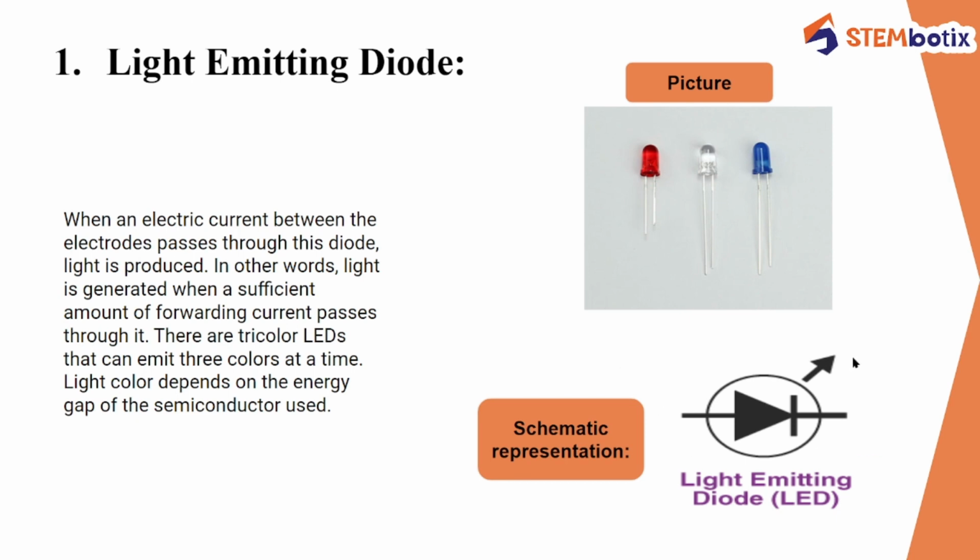Now here, as you can see, this is the schematic representation. Whenever there is a circuit diagram, this kind of diode, or you can say LED, is denoted by this representation. It is a simple diode with a circle around it and an arrow outside. The arrow suggests that it emits or gives out light as it functions. So this is how the schematic representation is done for a light emitting diode.